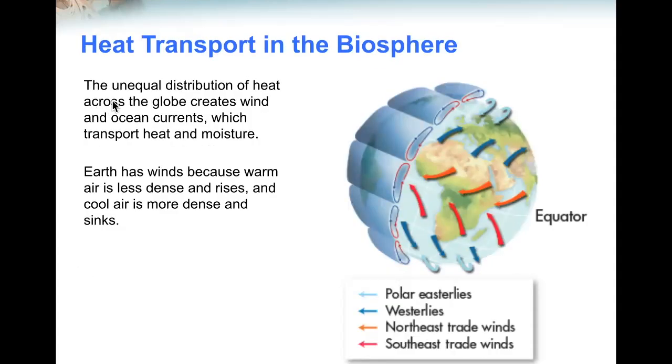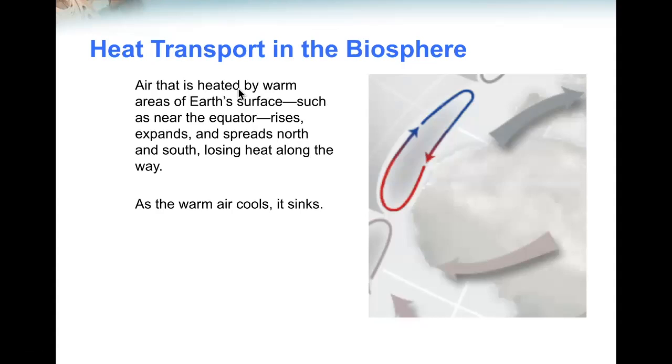Heat transportation: the unequal distribution of heat across the globe creates wind and ocean currents, which transport heat and moisture. Earth has winds because warm air is less dense and rises, and cool air is more dense and sinks. Air that is heated by warm areas on the Earth's surface, such as near the equator, rises and expands and spreads north and south, losing heat along the way. So this heat builds up, rises, and then goes north or south and cools down. As the warm air cools, it sinks again.